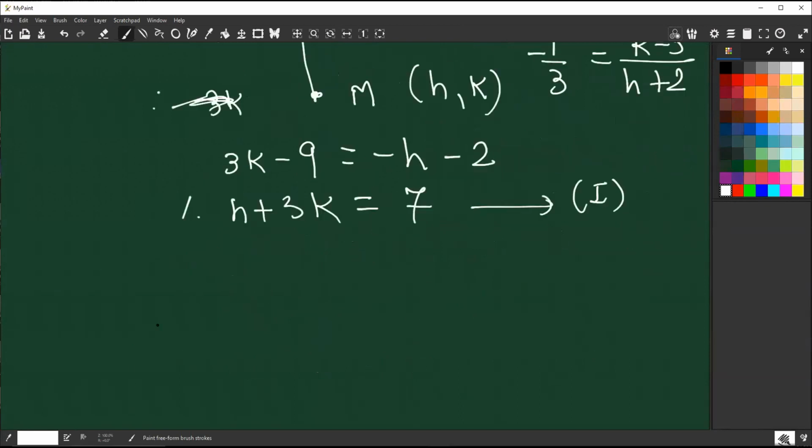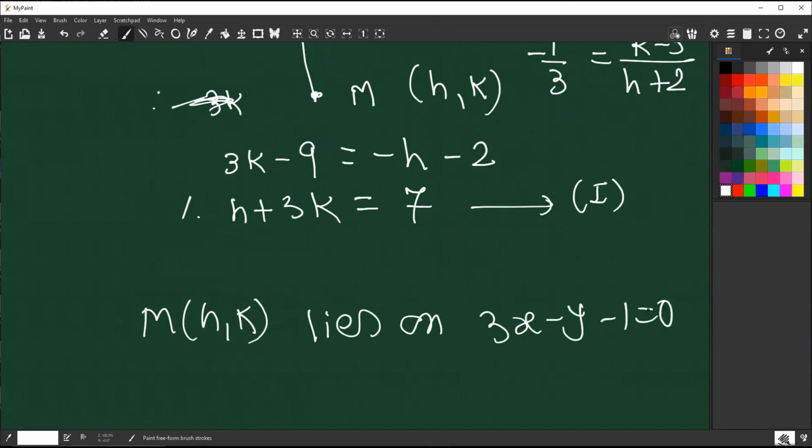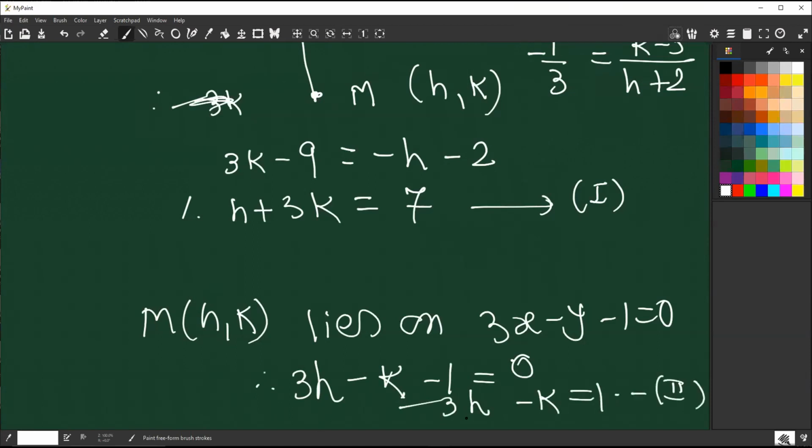Equation number 2, M(h, k) lies on 3x minus y minus 1 is 0. See, अपने को M निकालना है, मतलब we have to get two unknowns. So we need two equations. Correct? Everybody clear? M(h, k) lies on the line. So x के जगह h ना y के जगह k. So you will have 3h minus k minus 1 is equal to 0. So that is 3h minus k is equal to 1. This is my equation number 2. So we have to just solve them simultaneously.